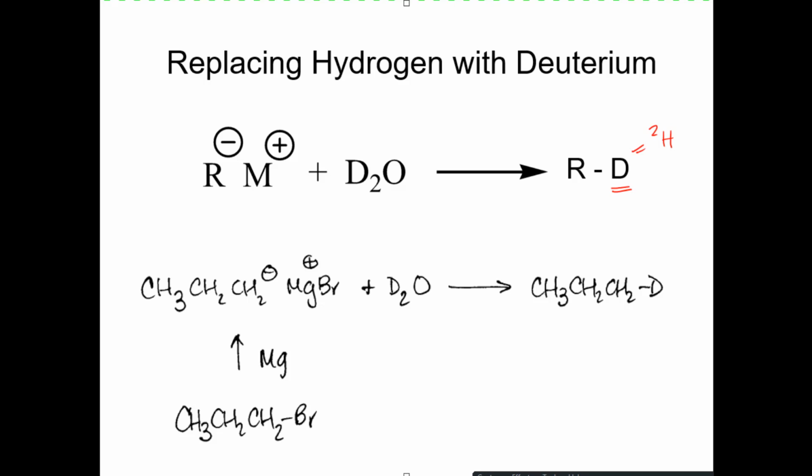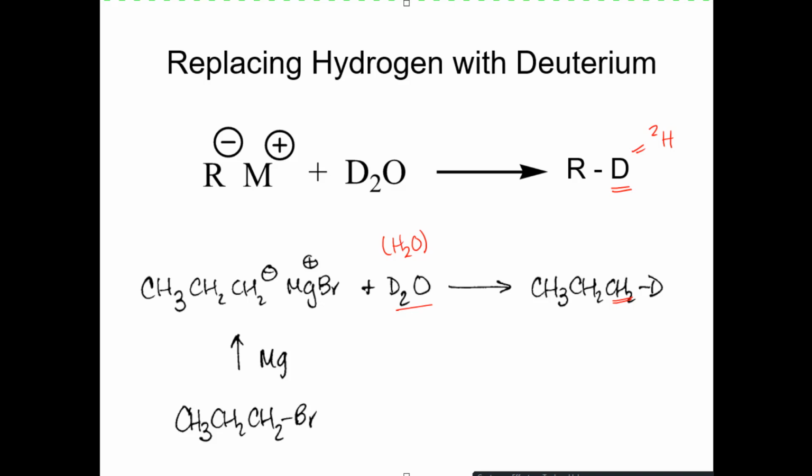But I won't get into that too much, other than to say that if somebody was interested in, for instance, making a butane molecule where they substituted one of the CH3 hydrogens with a deuterium, they could do that by making the Grignard and then reacting it with D2O, which is the equivalent of H2O. D2O is called heavy water. That's what's used in nuclear reactors. So with D2O, the C minus would deprotonate the water and replace a hydrogen with a deuterium.